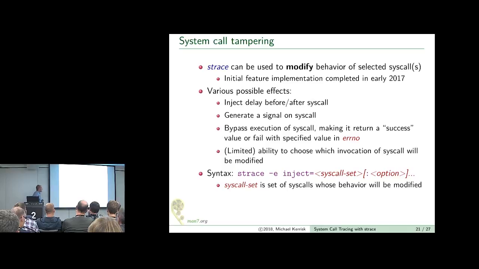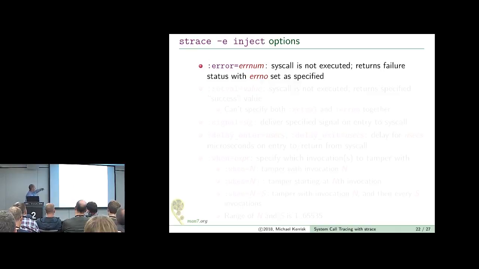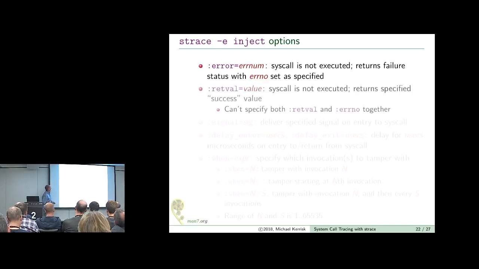Now, the way that you use this tampering option, you say strace -e inject, and then you list a set of system calls, and then some option that says which one of these things you want to do to that system call. There's various possibilities. These are syntaxes that just correspond to those options. You can say, I want to make that system call fail with a certain error number in errno. Or I want to bypass the system call and make it look like it returned a certain return value, so that it looks like the system call succeeded somehow. These two options, just by the by, are mutually exclusive. You can't make a system call succeed and fail.